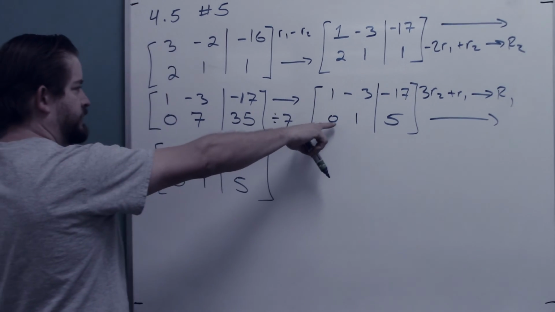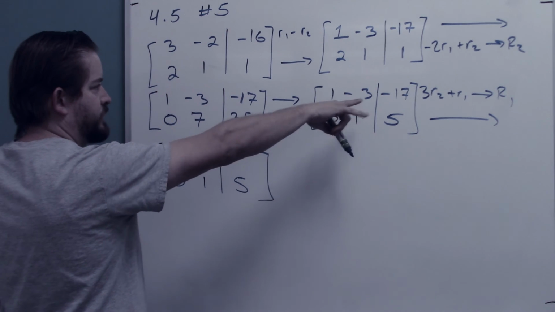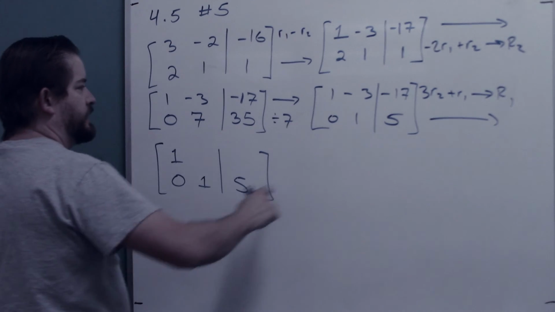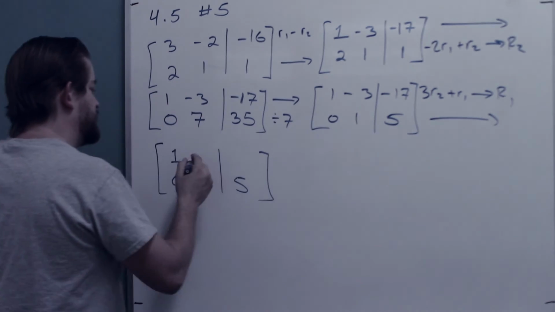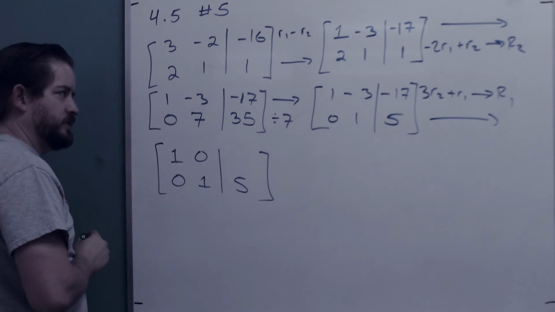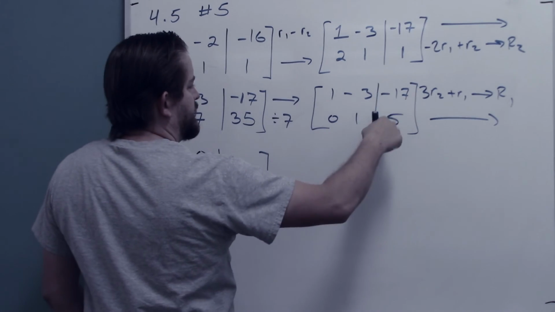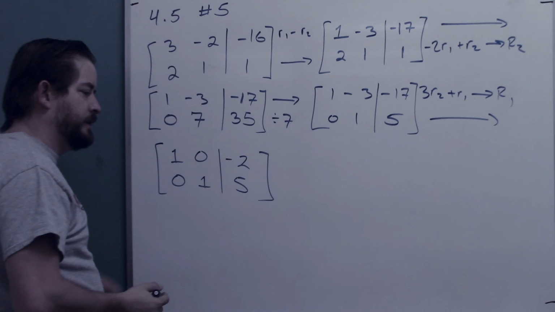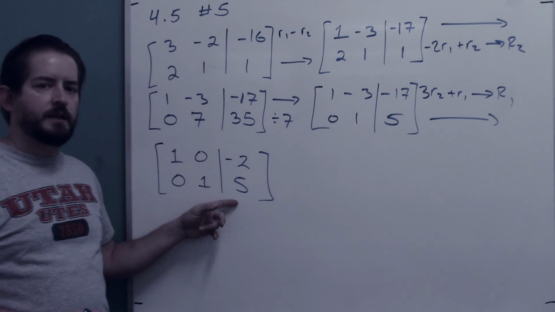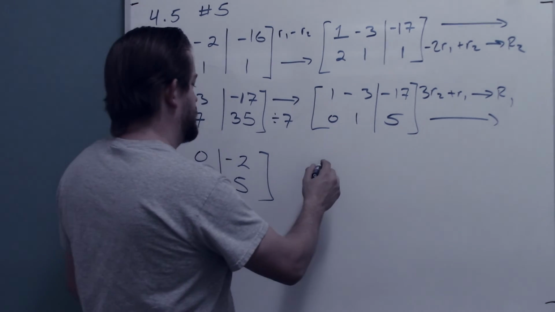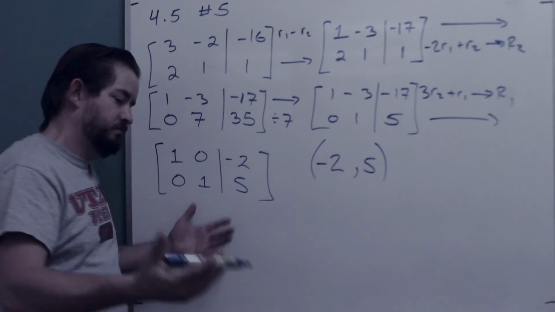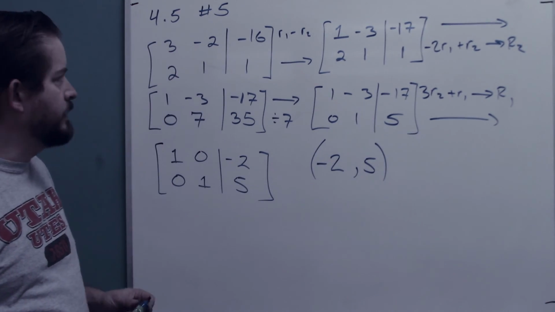3 row 2's, so 3 times 0 is 0, plus row 1, add that 1, gives you 1 again. 3 times 1 is 3, plus -3 is 0, perfect, my left is exactly where I want it. 3 times 5 is 15, plus -17 is -2, and I'm done. X is -2, Y is 5, so if you want it as a point, it would be -2, 5, and done. Good.